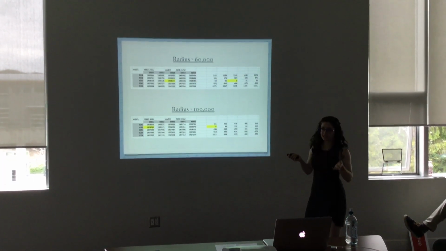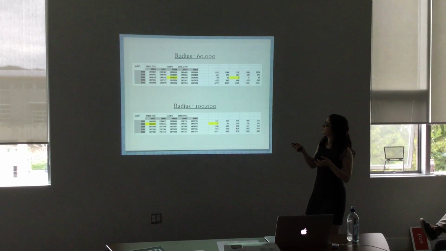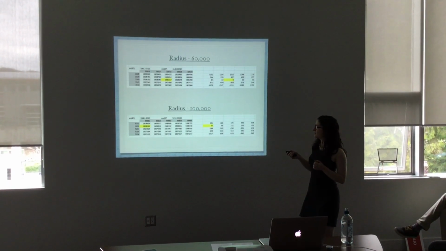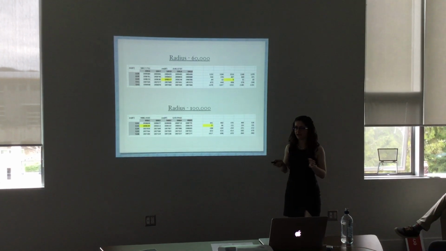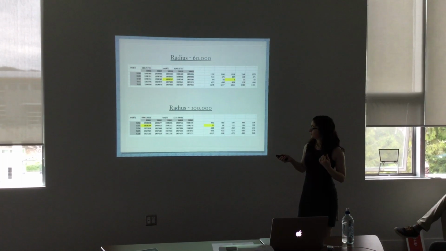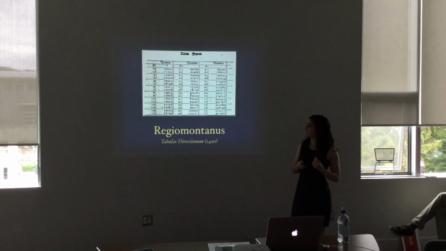So this is basically how my method works. You can see with radius 60,000, we're getting that exact match. That's a really good thing. Radius of 100,000, best we can do is 77 off. That doesn't tell us a whole lot. Not super helpful. Okay. So let's talk about Regiomontanus.